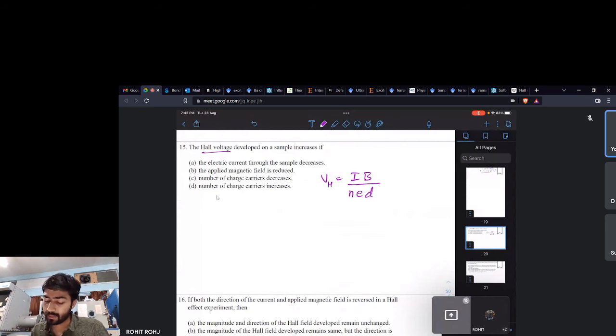Using this relation, we can easily say that Hall voltage increases if the number of charge carriers goes down, current goes up, and magnetic field goes up. So electric current decreases, no. Magnetic field, no. And the correct option would be that the number of charge carriers decreases, and we get more Hall voltage.